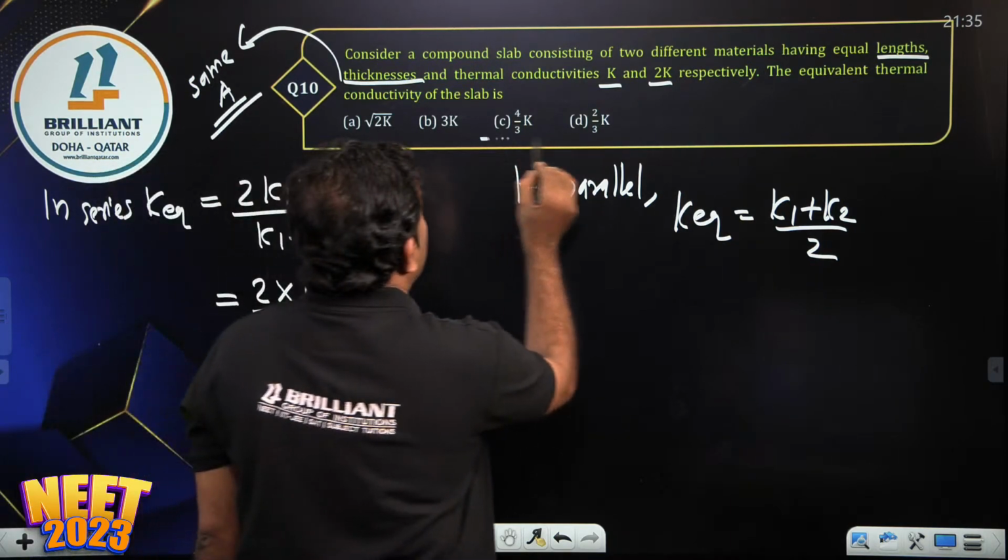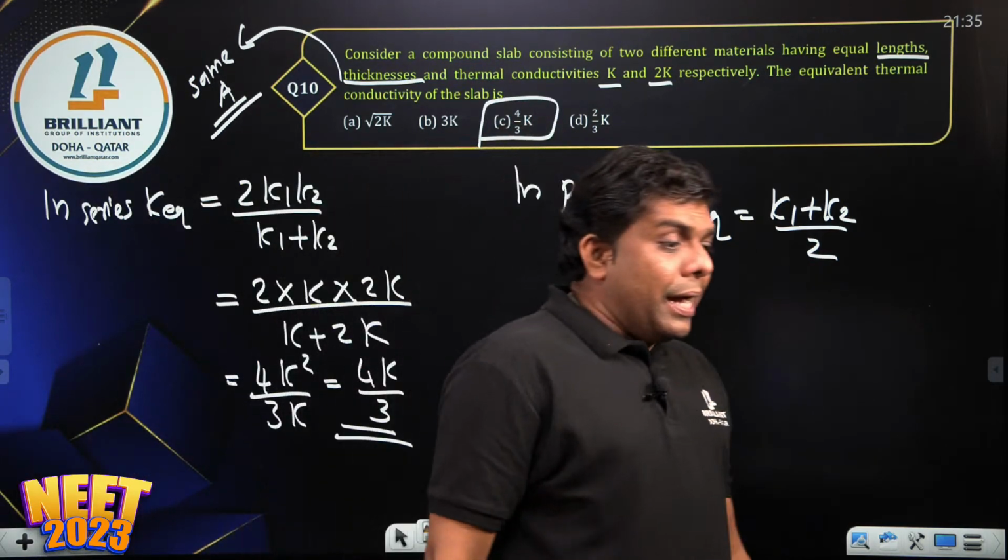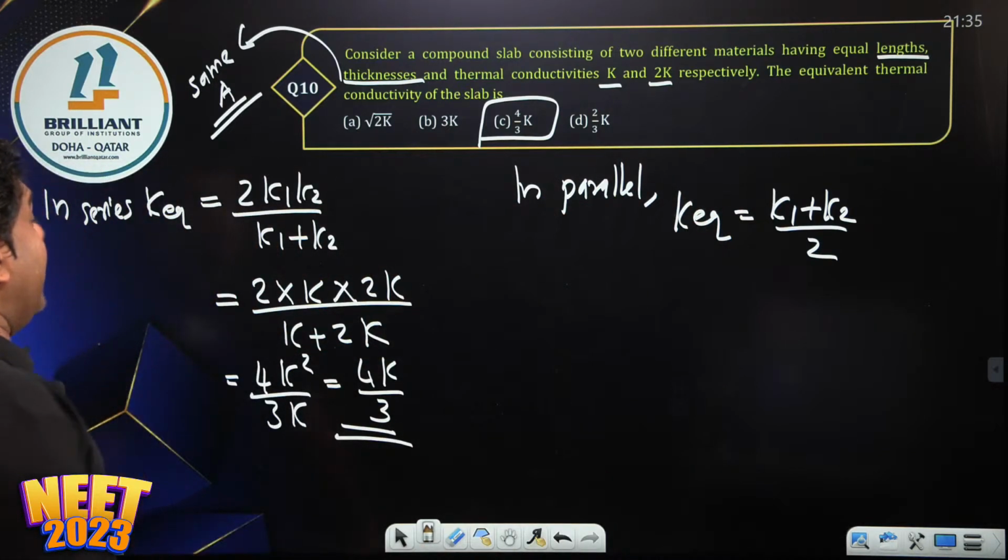So the right answer is 4 by 3K. So the right option is C. That is the right expression.